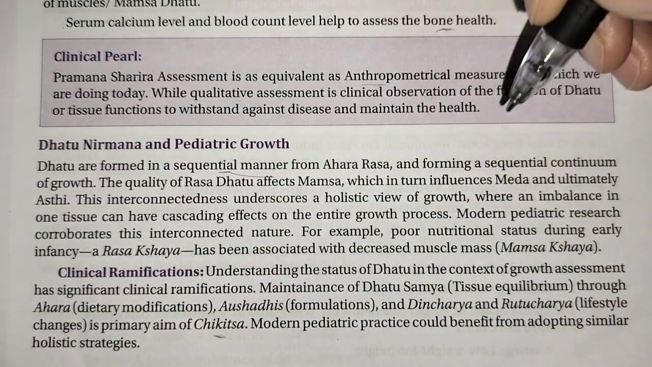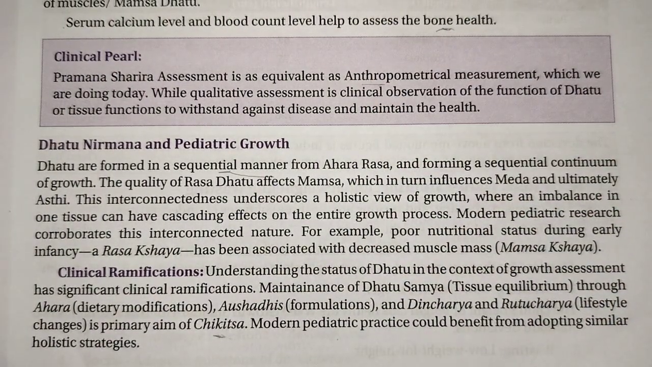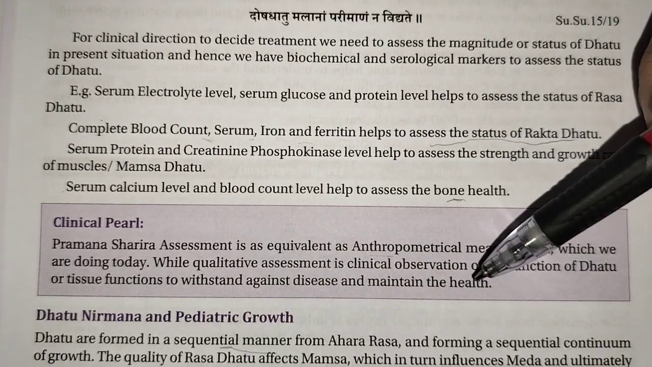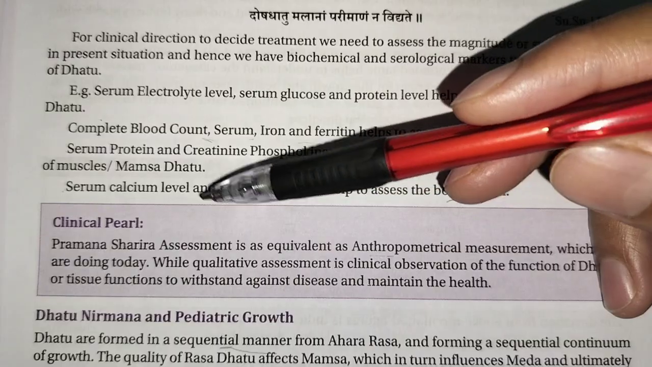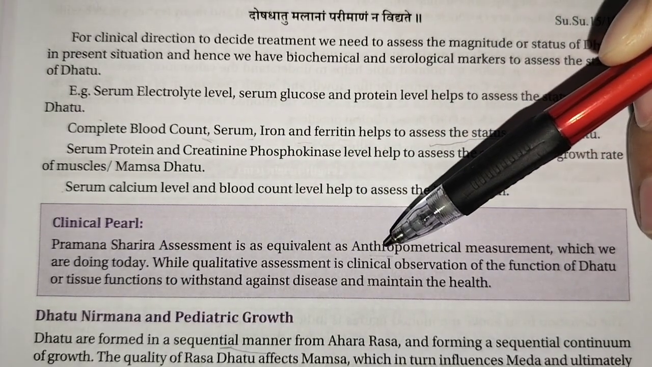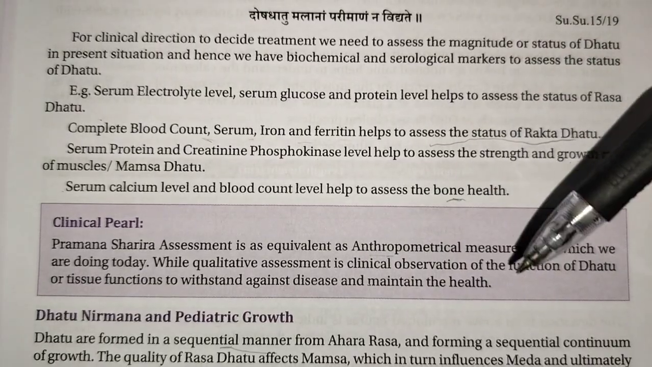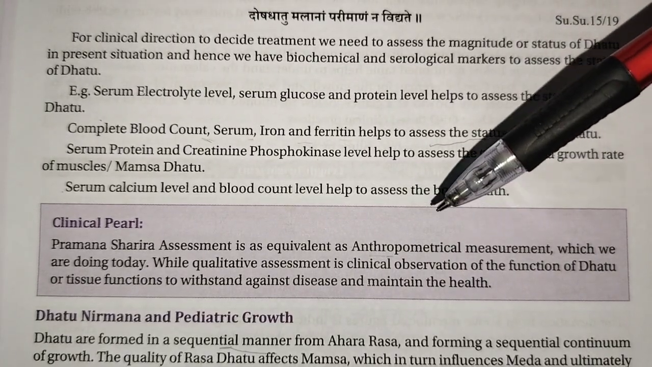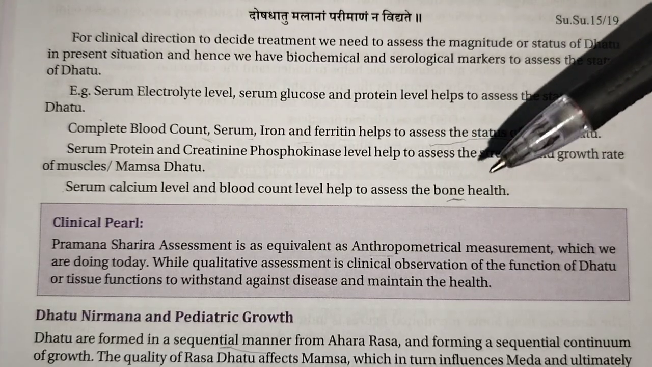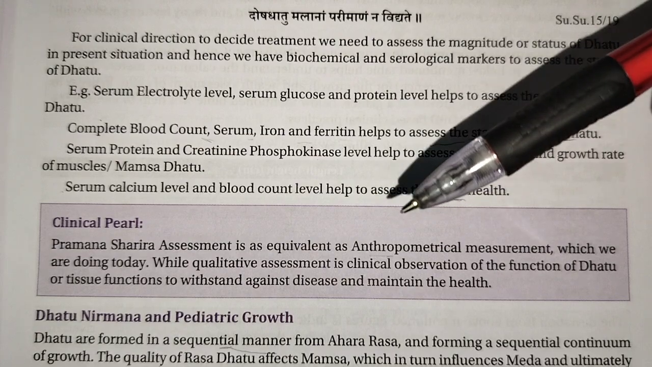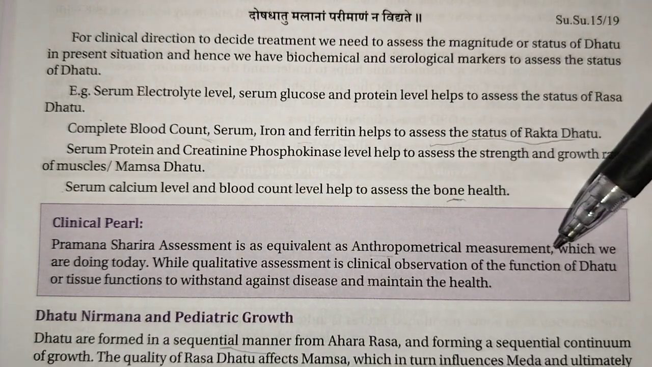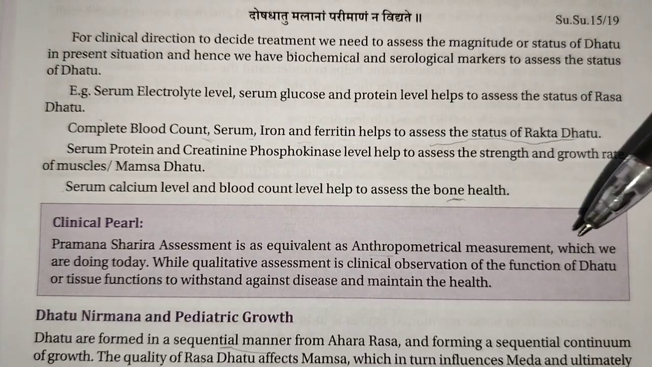These are things we have to think about clinically, right? For the last point, they have discussed one clinical point. What is that clinical point? That a praman sharir assessment is equivalent to an anthropometrical measurement. What is anthropometrical measurement? It is a measurement of what the weight and height should be according to the age of the baby, and whether that is happening or not. Next we will discuss the chart regarding the anthropometrical measurement.